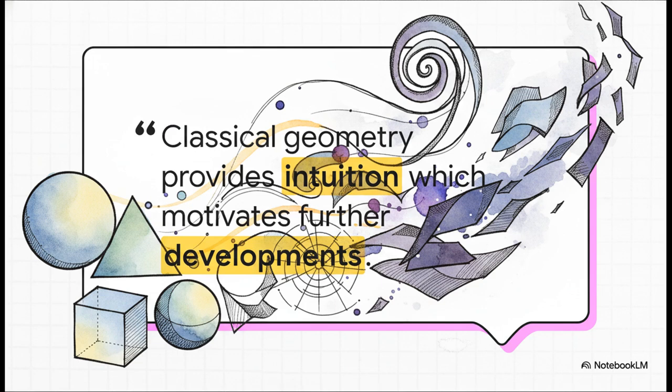He actually writes that his bias is towards classical geometry because those classical shapes provide the geometric intuition, which motivates all further developments. Basically, if you want to understand modern, abstract technical math like scheme theory, you absolutely have to master the classical intuitive shapes first.